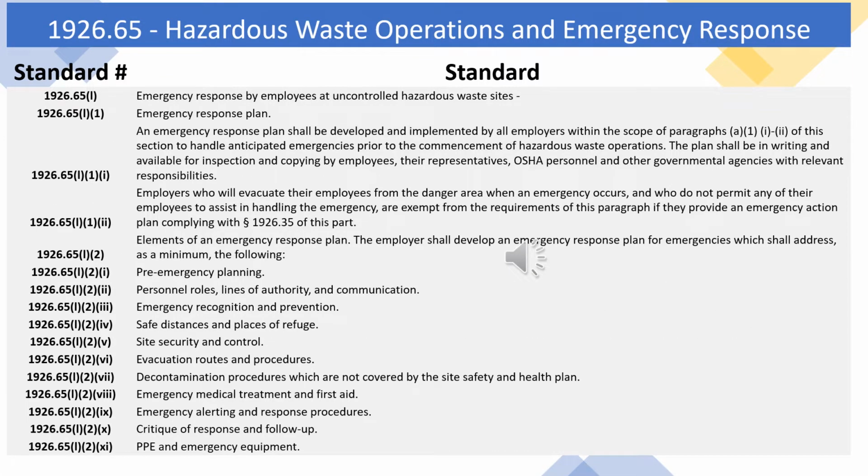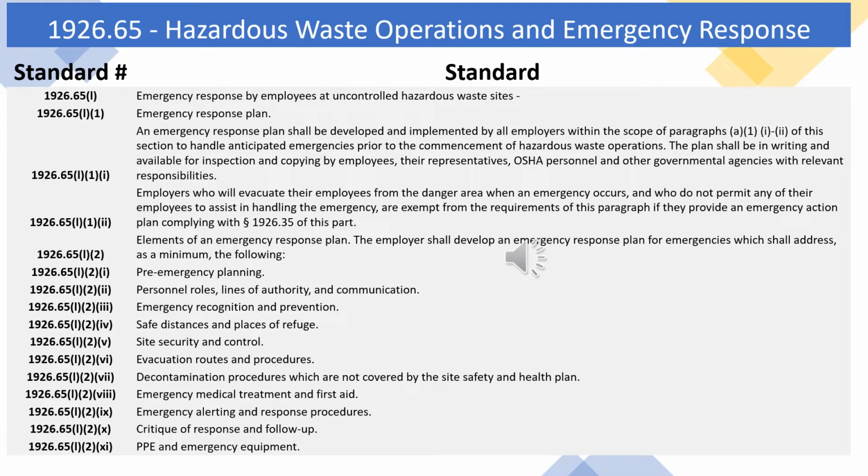1926.65 L. Emergency response by employees at uncontrolled hazardous waste sites. 1926.65 L1 Emergency Response Plan. 1926.65 L1-1 An emergency response plan shall be developed and implemented by all employers within the scope of paragraphs A1-2 of this section to handle anticipated emergencies prior to the commencement of hazardous waste operations. The plan shall be in writing and available for inspection and copying by employees, their representatives, OSHA personnel, and other governmental agencies with relevant responsibilities.